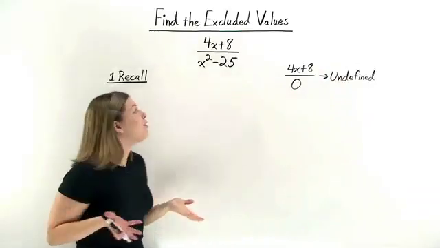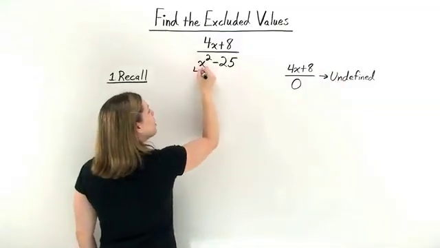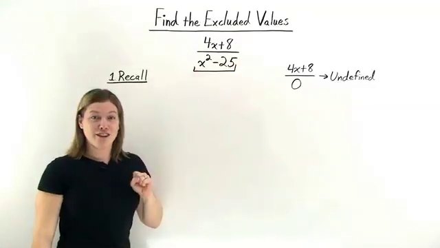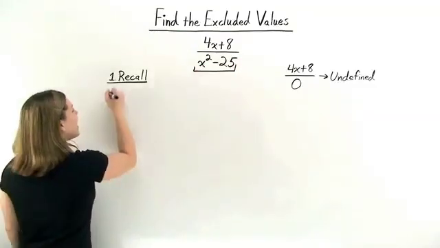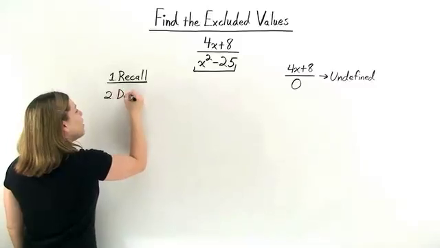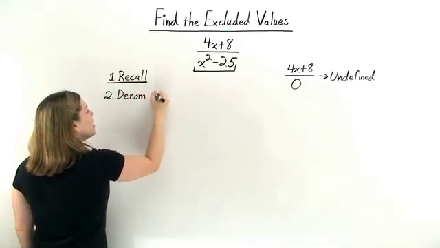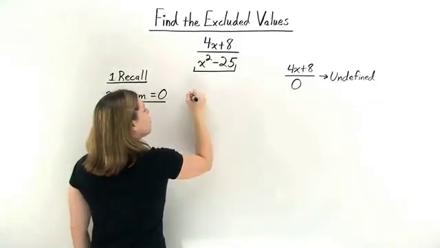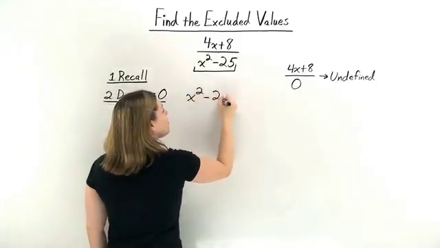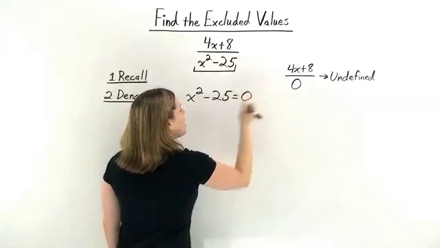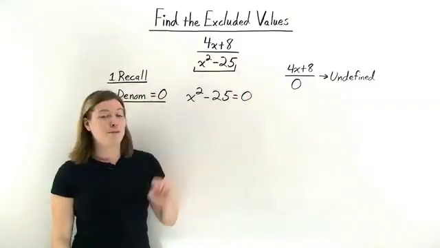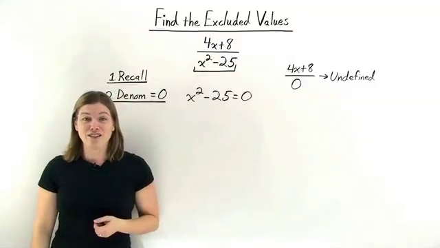So, to find the excluded values of this rational expression, we just need to find the values that make that denominator 0. So let's go ahead and do that. To do that, we want to take the denominator of this rational expression and set it equal to 0. So we take x squared minus 25, and we set that equal to 0. Now, we just need to find the values that make this statement true. Those are the excluded values.